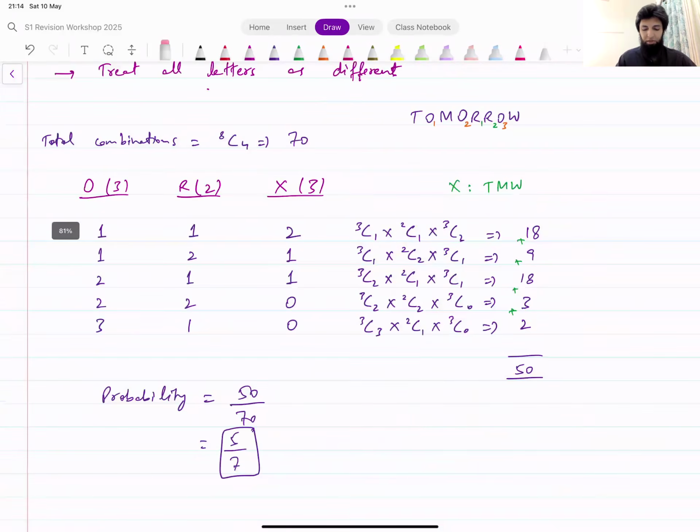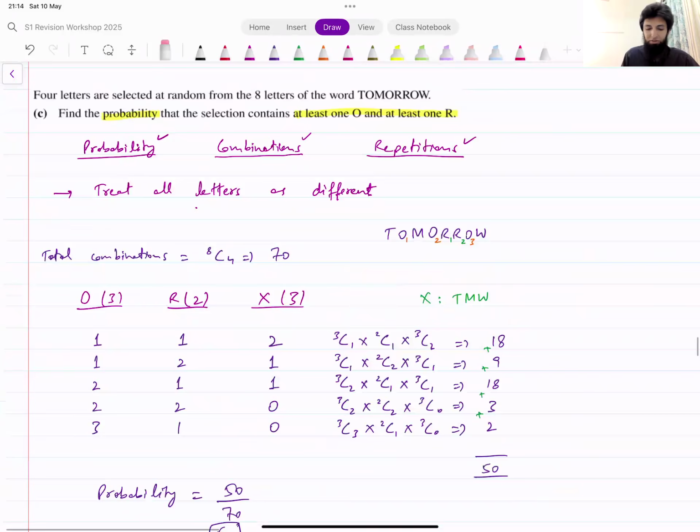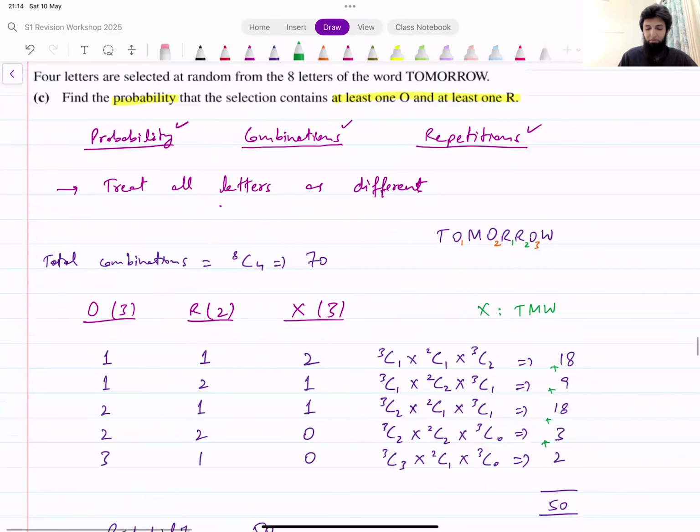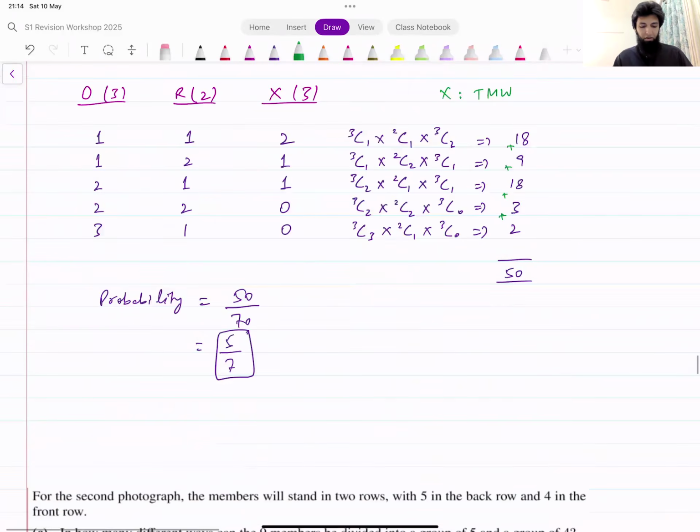This is coming a lot in recent papers. You need to remember this condition. Probability, combinations, repetitions. When these 3 conditions are met, treat the letters as different categories. Okay. All right, let's move on.